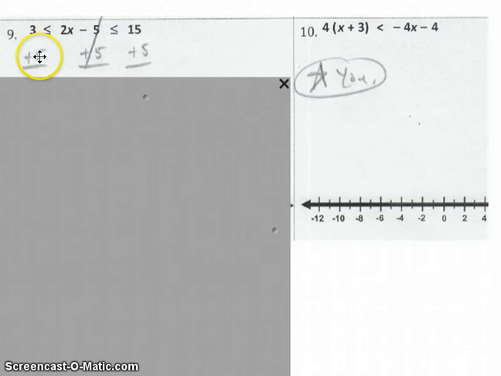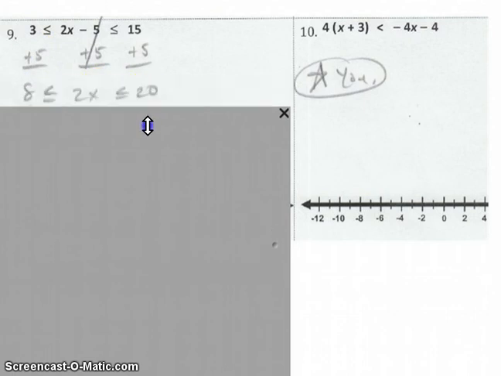So now I've got 3 plus 5 on the left. That's going to make 8. I've canceled out the 5's here, so I'm just left with 2x, and the right is 15 plus 5, or in other words, 20. Arrows stay in the direction they were.